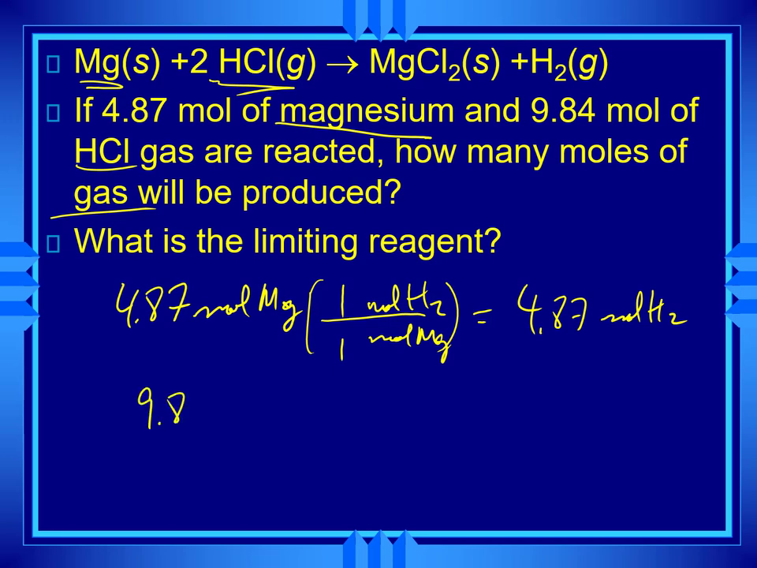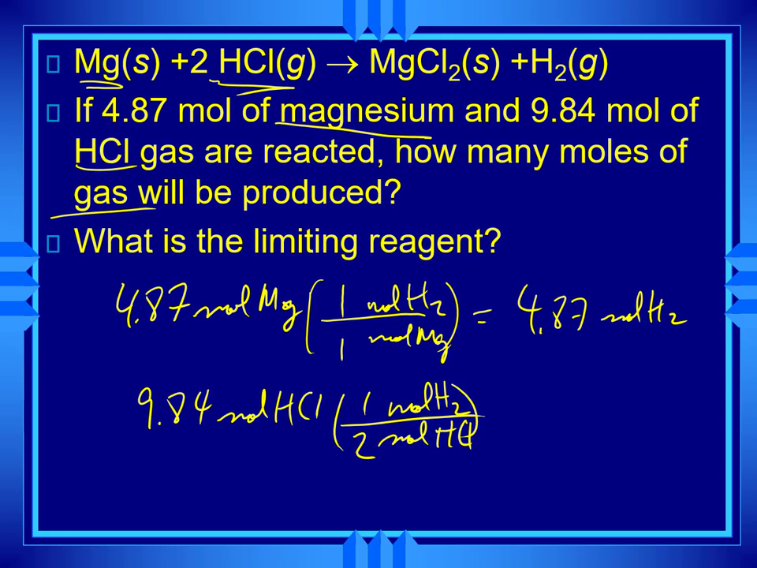Then 9.84 moles of HCl. Get rid of moles of HCl. Turn it to moles of the same product, H2. My balanced equation, the H2 has a 1, the HCl has a 2. So that is 4.92 moles of H2.